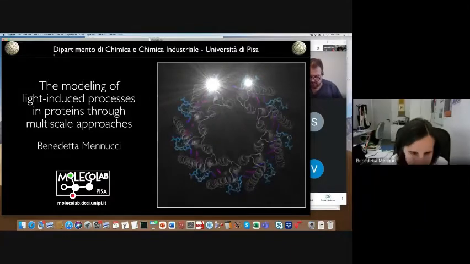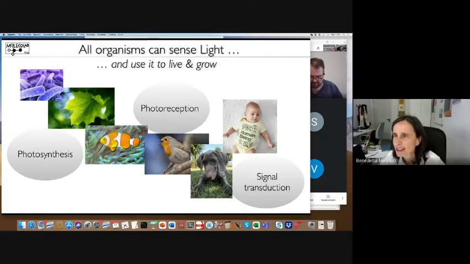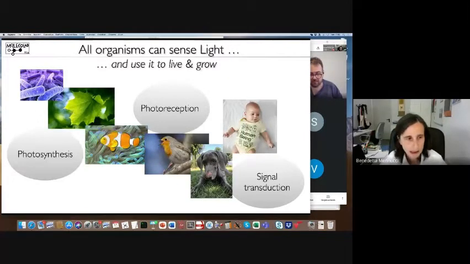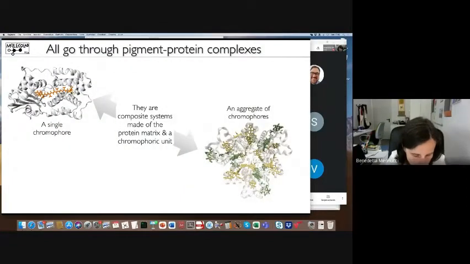Yes. So, well, I think that I don't have to convince you that light is very important for biological function, and all organisms can sense light and use it for different scopes. Photosynthesis is a very famous example, but also photoreception, signal transduction. And the point is that this interaction with light goes through pigment protein complexes. I call them pigment protein complexes to underline that they are not just protein, but they are proteins containing a chromophoric unit, which can be a single molecule, a single chromophore, or an aggregate of chromophores. So these are composite systems.